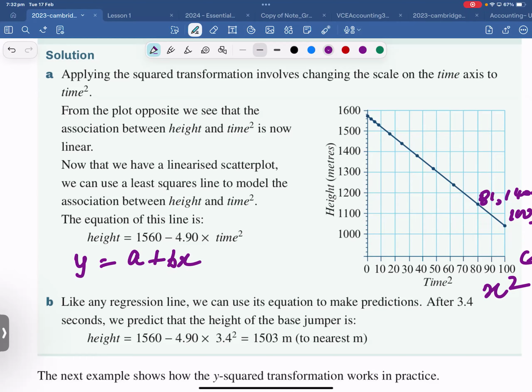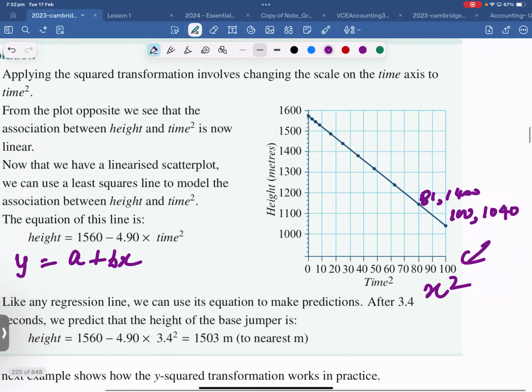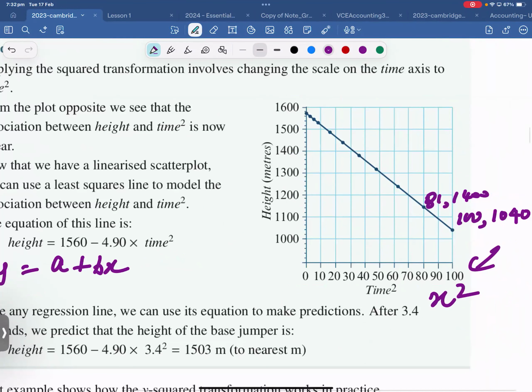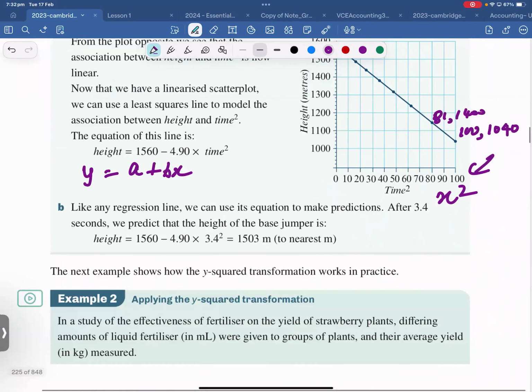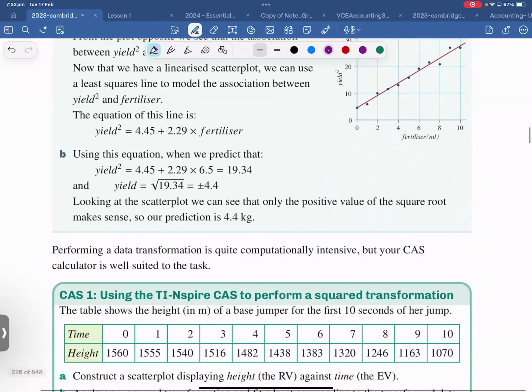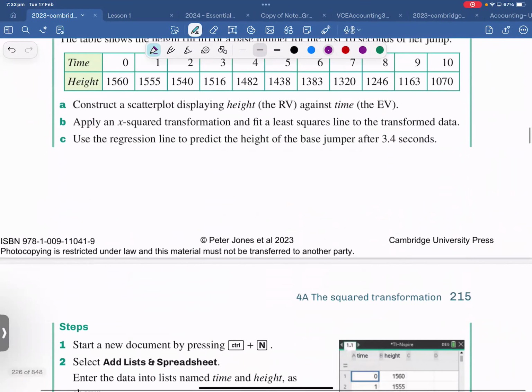Then guys, how are you going to find this graph? Use the CAS. You can include x. I'll show you how to get it in the CAS.